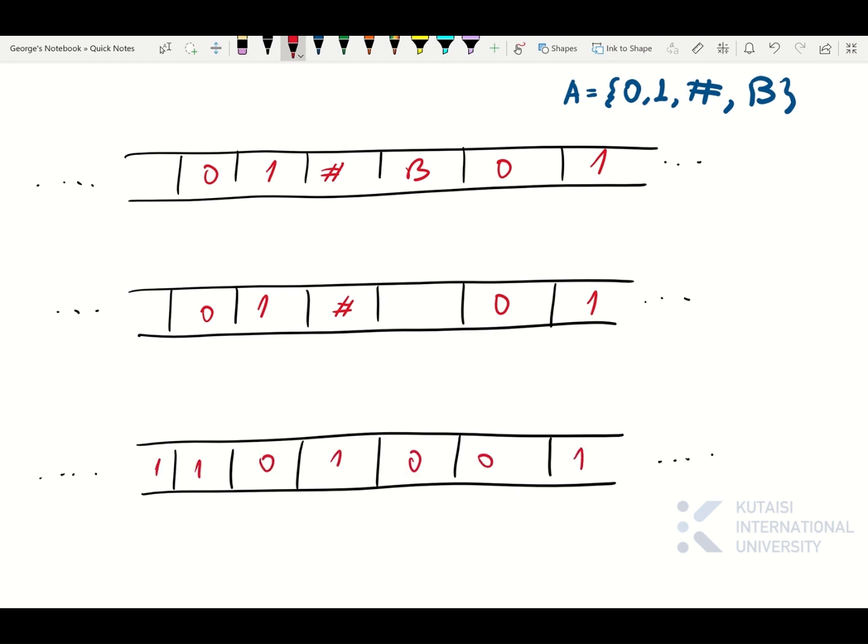What is the difference between the blank and nothing? Nothing is nothing, and blank is a symbol B. Nothing means that there's nothing written on the tape, and B is just a symbol B. We will use it to represent blank symbols, but as it stands now, the only difference is that this is an actual symbol B, and there's nothing written here. So this is like an empty cell, but B is not an empty cell; it has B on it. This is just a trick, nothing else.